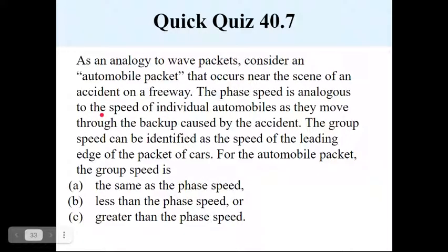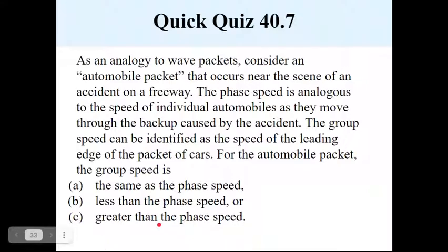So in this quick quiz, you have a roadblock on the highway. Cars have to swerve in a semicircle around it. And thus we're asking what the group speed is. The individual speed would be the speed of any car moving around the blockage, but the group speed would be the overall shape of this distortion in the lineup of cars because of the blockage in the way.